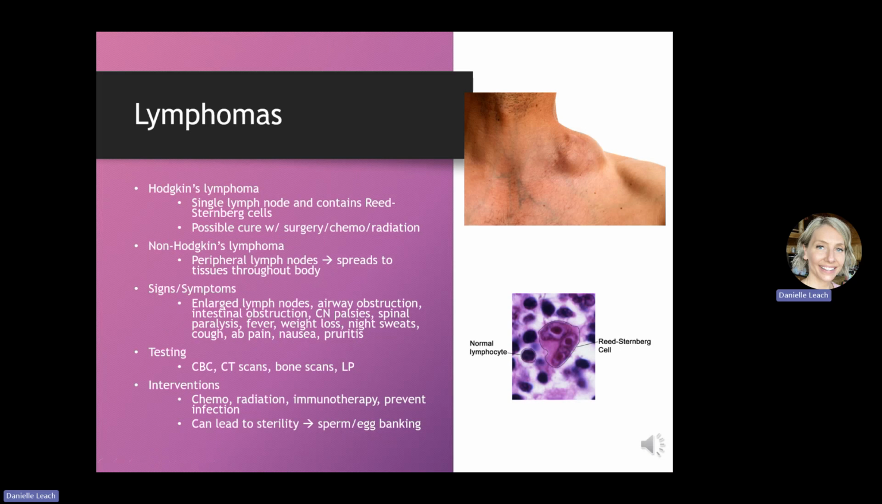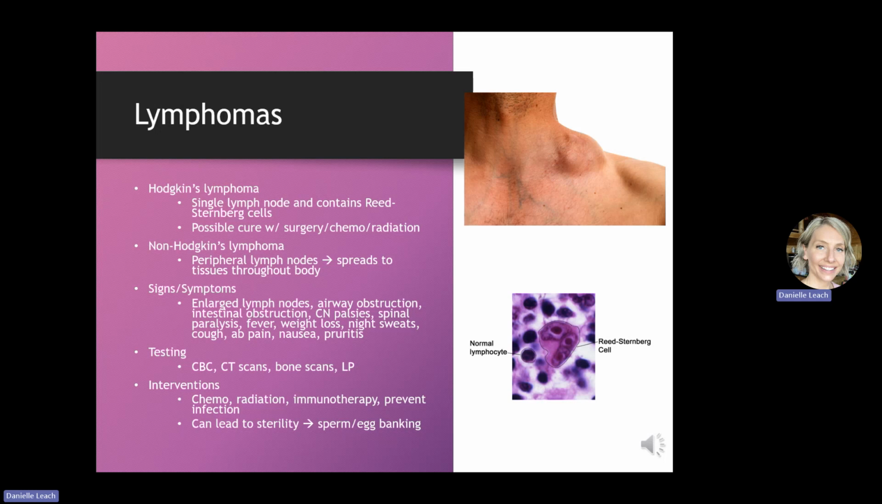Lymphomas are cancers that affect the immune system. There are several different types of lymphomas, but we're going to talk about the two major types, which is Hodgkin's and non-Hodgkin's lymphoma. So Hodgkin's lymphoma is the lesser of the two. It just involves one single lymph node and contains these special cells called Reed-Sternberg cells. So with this one, there's no spreading of the cancer to different lymph nodes. It just affects one.